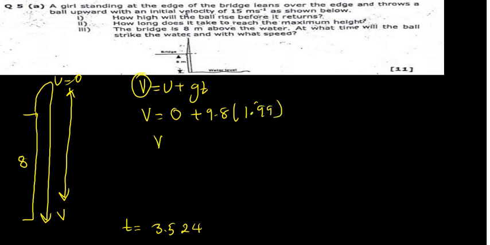Therefore, the velocity it is going to take the ball to reach the bottom. Now this is free fall, so there is no x component, only y components. 9.8 multiplied by 1.99 is going to give us 19.5 meters per second. So that is going to be it.